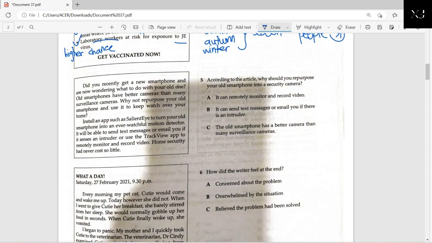Alright, let's move on to question 5. Did you recently get a new smartphone and are now wondering what to do with your old one? Old smartphones have better cameras than many surveillance cameras. Surveillance cameras are CCTVs, by the way. Why not repurpose your old smartphone and use it to keep watch over your home? What is repurpose? Repurpose means that originally your smartphone, you use it for, let's say, texting, communication purposes, to talk to others, right?